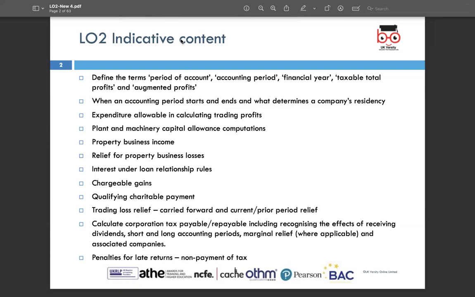Okay. So the indicative content: define the terms period of accounts, accounting period, financial year, taxable total profit, adjusted profit, when an accounting period starts and ends, expenditures allowable in calculating trading profit, plant and machinery capital allowance computations, property business income, relief of property business losses, interest under loan relationship rules, chargeable gains, qualifying charitable payments, trading loss relief, and calculating corporation tax payable, penalties for late returns, and non-payment of tax.